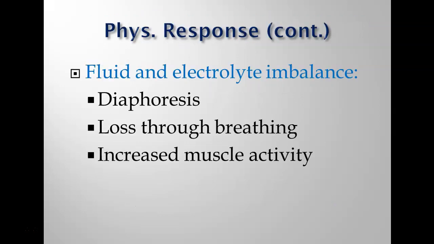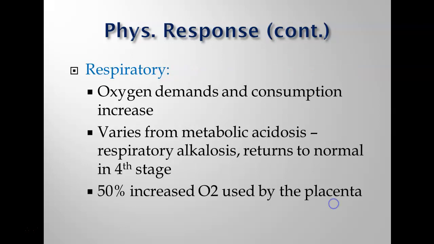In fluid and electrolyte imbalance, she's going to definitely be sweating, so she's going to have diaphoresis. She'll also have loss through breathing because she's sometimes doing a hyperventilated type of breathing, and increased muscle activity. Her oxygen demands and consumption will increase. It'll vary from a metabolic acidosis to a respiratory alkalosis and then return to normal in that fourth stage of labor. And remember, there is a 50% increase of oxygen that's used by the placenta.